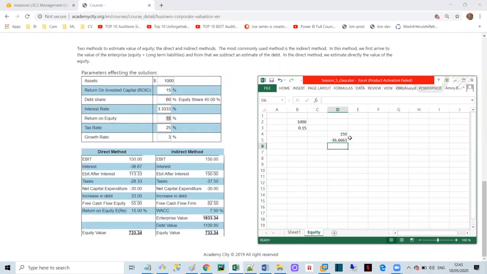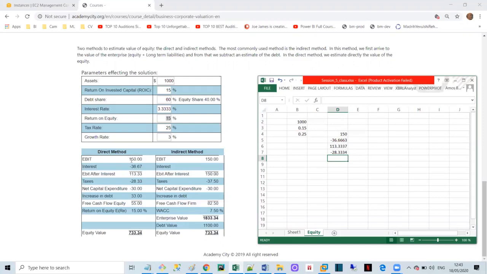Okay, so now that I got the interest, I know how much is the profit for the shareholders this time, because I subtracted the interest. So 3.33, that's EBIT after interest. Now taking the taxes is very simple. 25% is the tax rate. So let's take 25% of this amount. That will give me the taxes. I'll just change it to negative as it is in the simulation. So taxes will be 28.33.